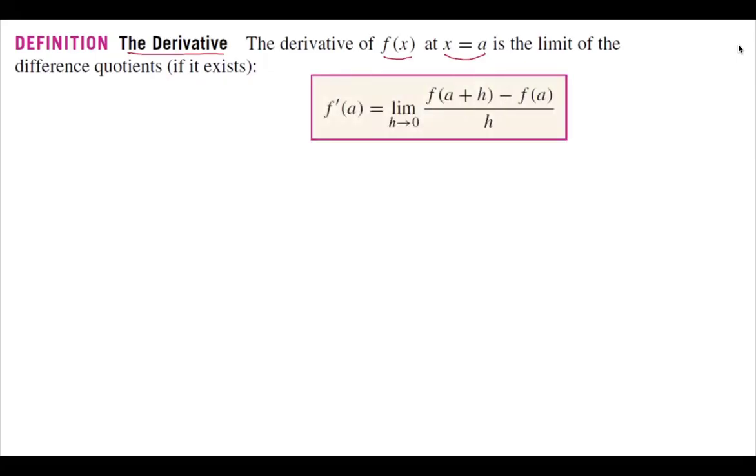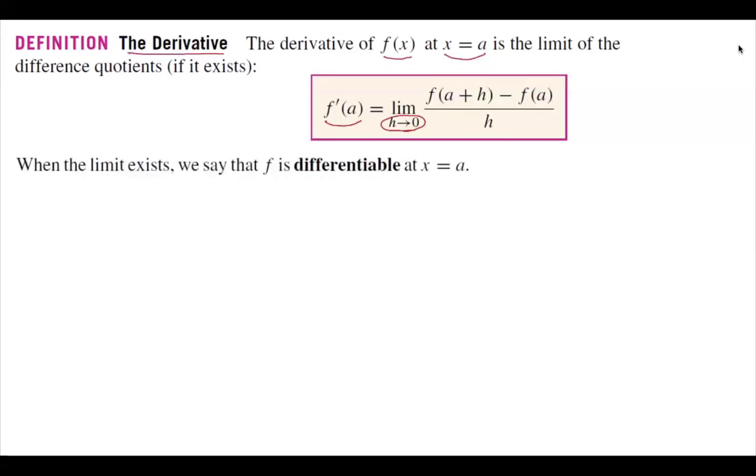Let us go back to the definition of the derivative. The derivative of function f of x at x equals a is defined as the limit of the difference quotients: f prime of a is equal to the limit of f of a plus h minus f of a, divided by h as h goes to 0. This is for a function that has only one free variable. When this limit exists, we say that the function is differentiable at x equals a.